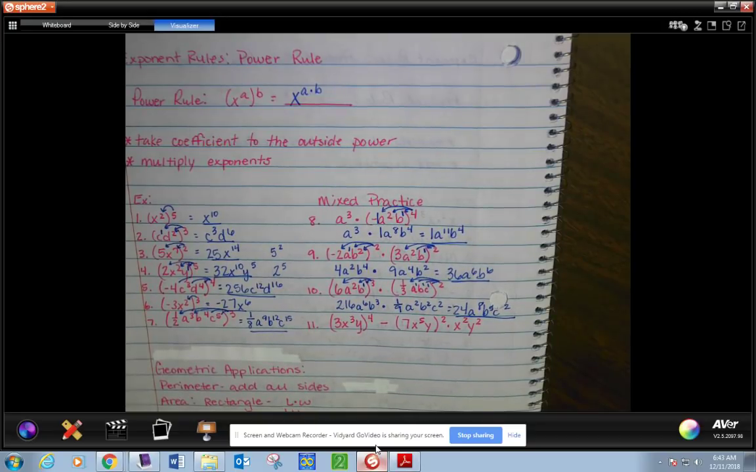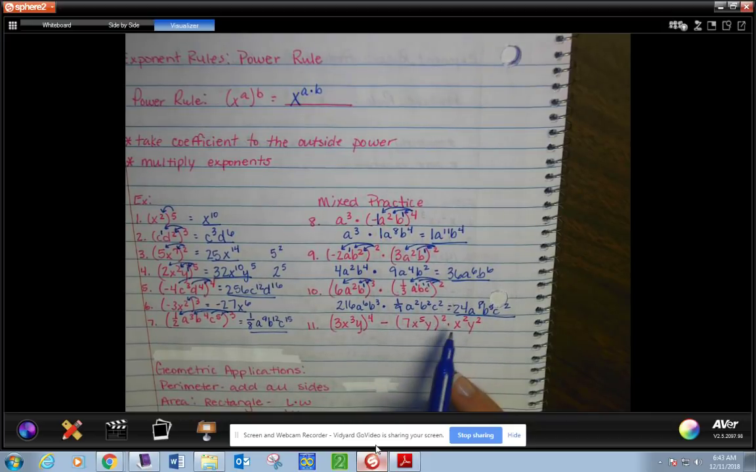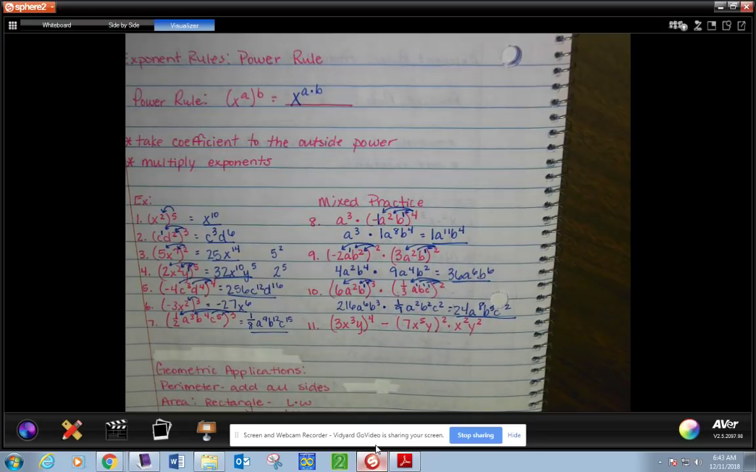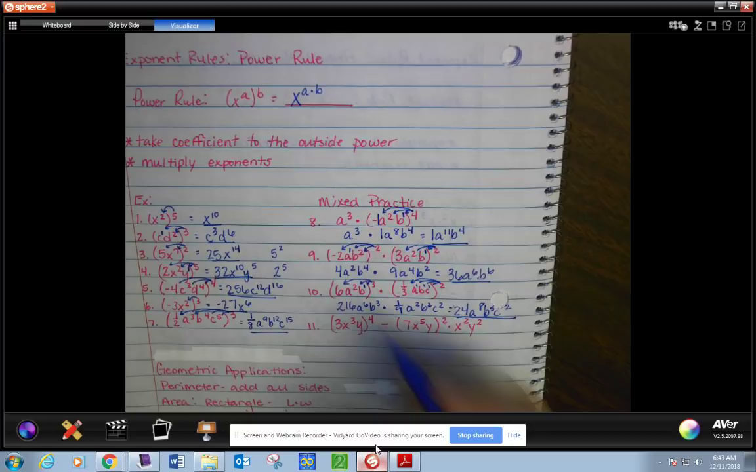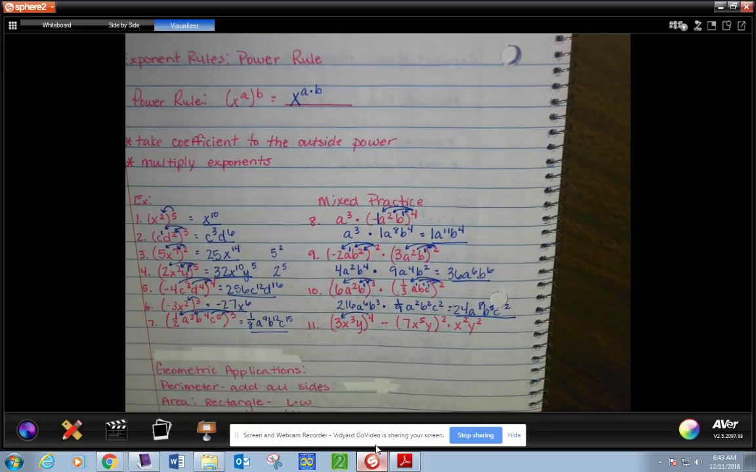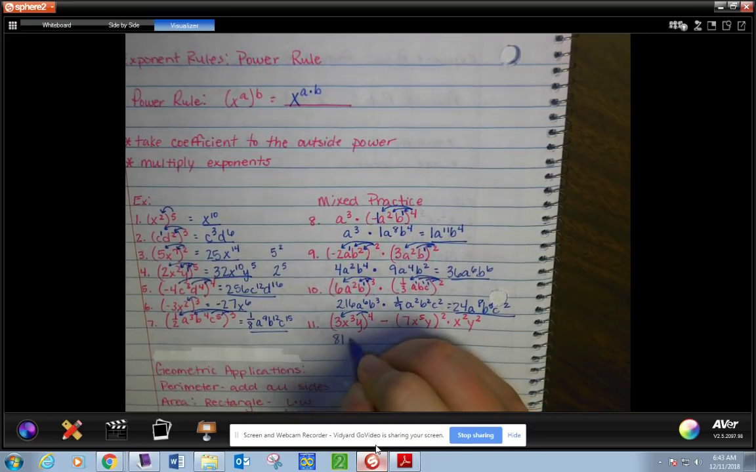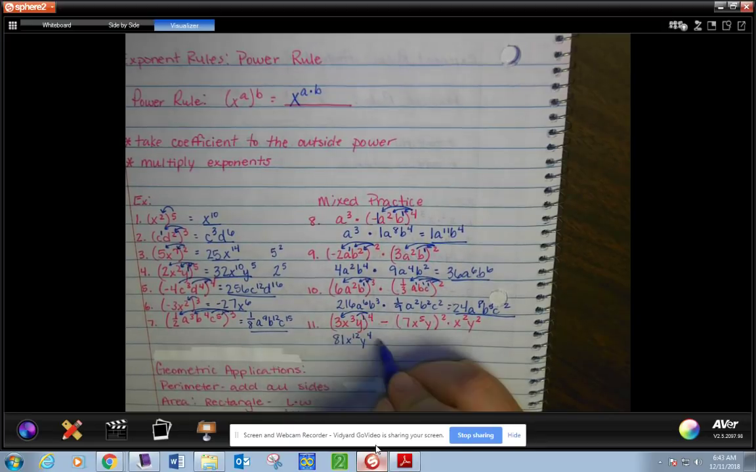Okay, the last example for 11, you have 3x to the third y to the fourth, minus 7x squared y squared, times x squared y squared. The first thing I'm going to do is take care of my outside exponent, so exponents outside of the parentheses. So I'm going to take this 4, and we're going to do 3 to the fourth. 3 to the fourth is 81, and then I multiply my exponents. So I get x to the 12th and y to the 4th, because remember, there's a 1 on y.